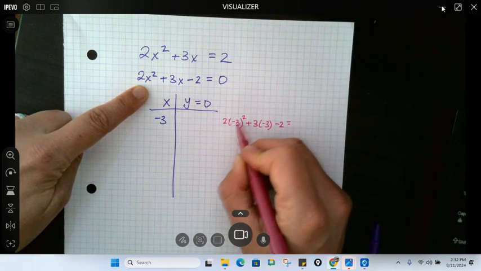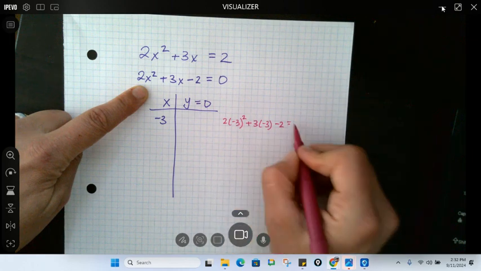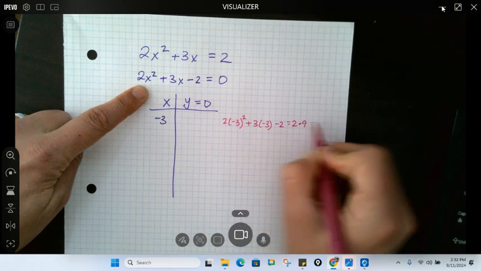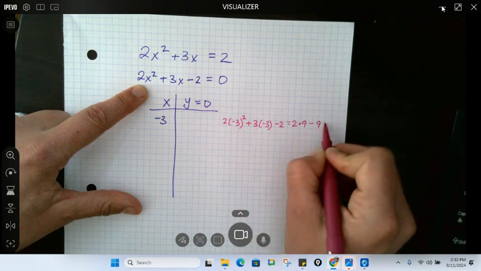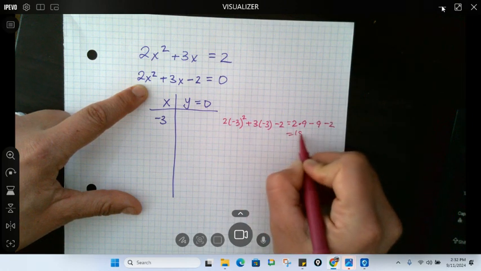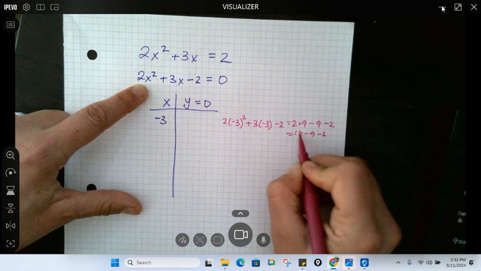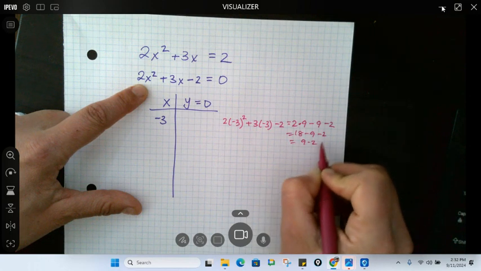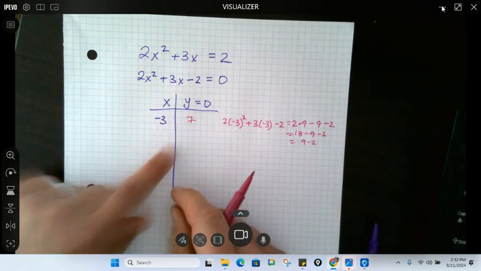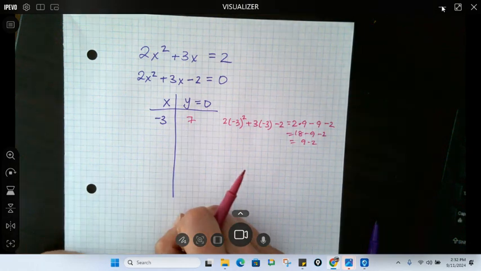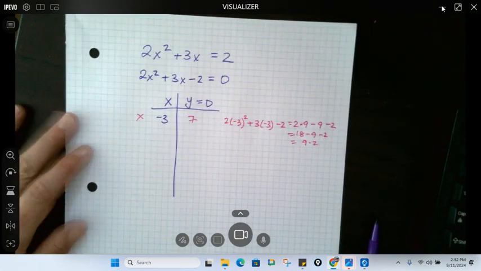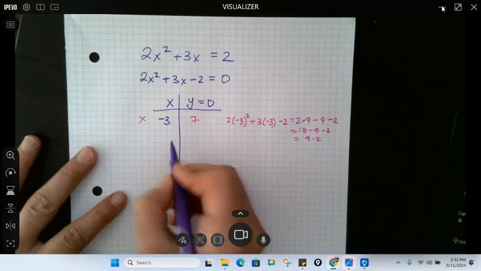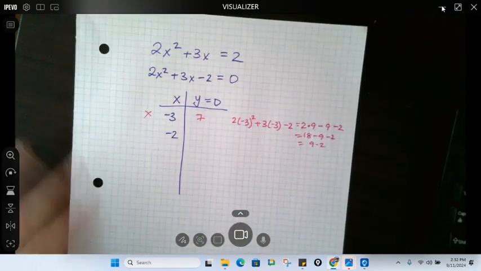So following order of operations, I'm doing my exponents first. So 2 times 9 is 18, and 3 times -3 is -9, minus 2. So here I would have 18 minus 9 minus 2. So I'd have 9 minus 2 is 7. Okay, that is not getting me that output of 0, so that is not going to work. But what if I chose a different number, like -2?